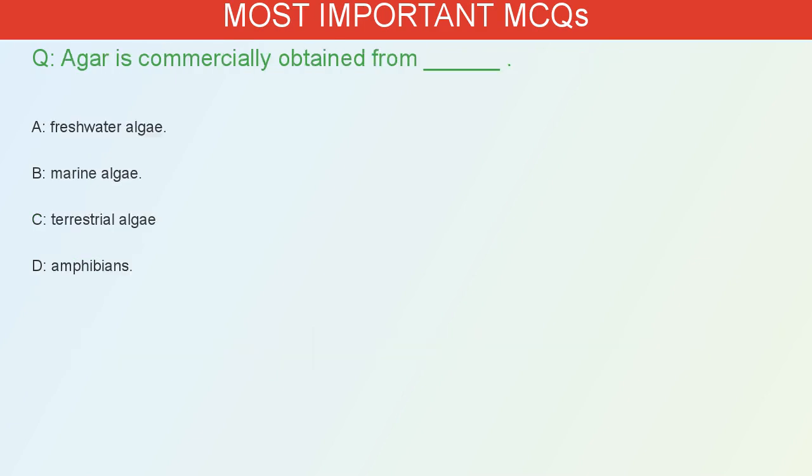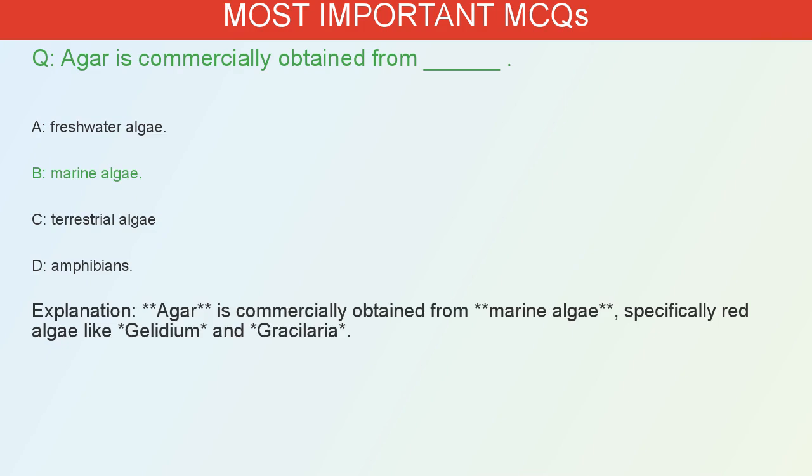Agar is commercially obtained from __________. A. Freshwater algae. B. Marine algae. C. Terrestrial algae. D. Amphibians. The correct answer is B. Agar is commercially obtained from marine algae, specifically red algae like Gelidium and Gracilaria.